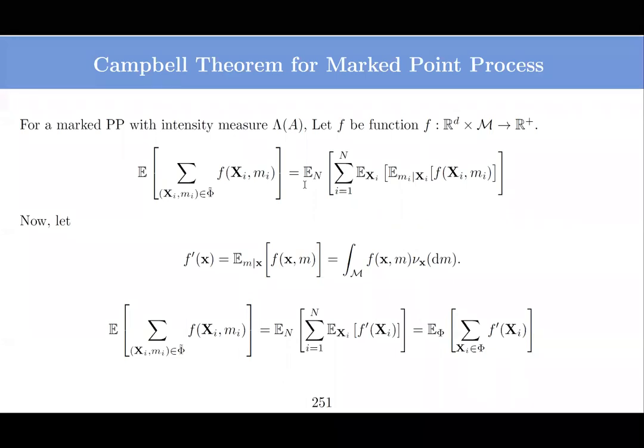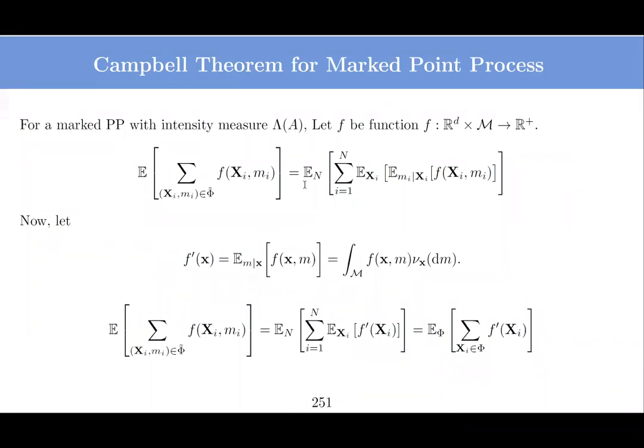This function takes two inputs. One is first the location and second is the mark itself. And it maps to a real positive number. Then if you recall Campbell theorem, there we said that the expected value of summation of function f(xi) over all points is given as integration over function f(x) into capital Lambda dx.